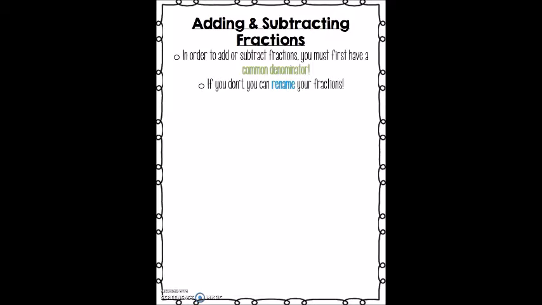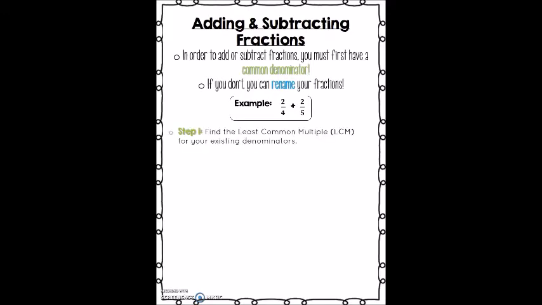So let's take a look at an example. I have here 2/4 plus 2/5, and right away I can tell that I can't combine the numerators yet because my denominators are different. I'm talking about fourths pieces and fifths pieces. So those aren't the same size, they aren't the same unit, so I need to start by finding a common denominator. The first step to do that is to find the least common multiple for the two denominators I have.